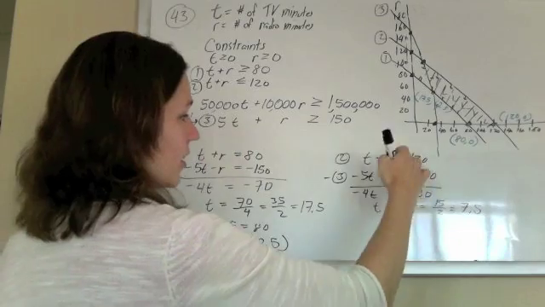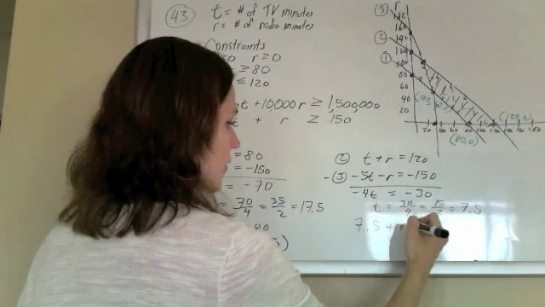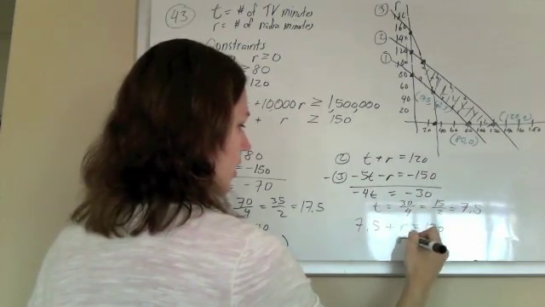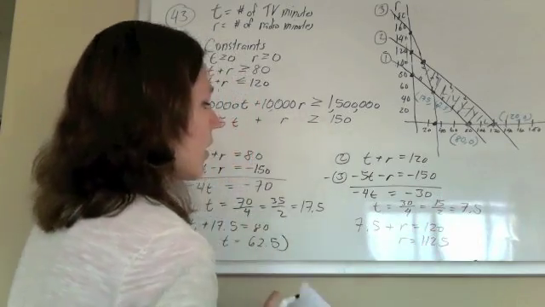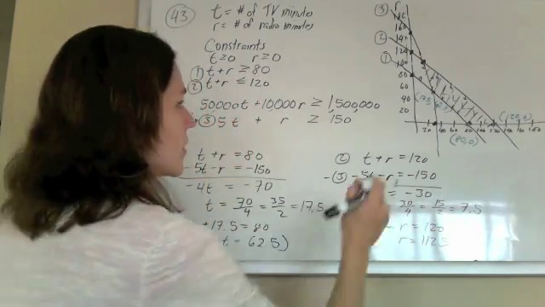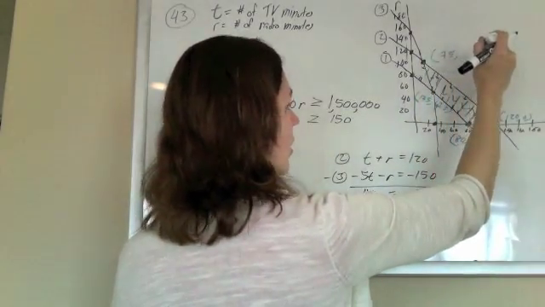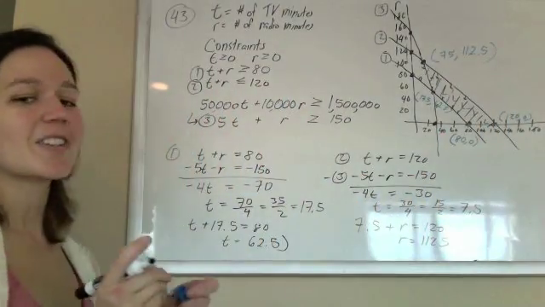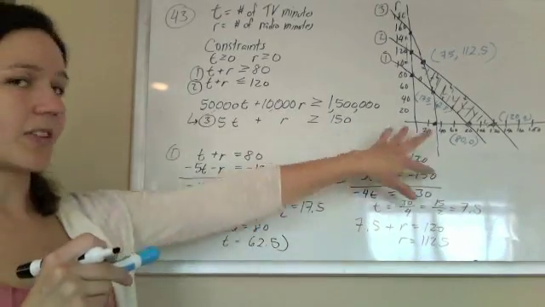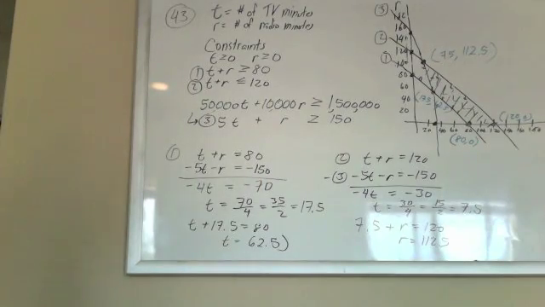So I've got t. Plug that back in to find r. Plugging it back into the first one, 7.5 plus r is 120, so r will be 112.5. So that means that at this point of intersection, t was 7.5 and r was 112.5. So now we have all the vertices of our feasible region. We just have to test which one of these gives us the minimum cost.